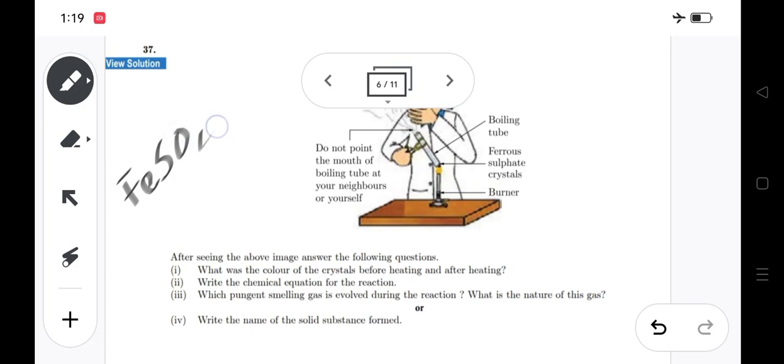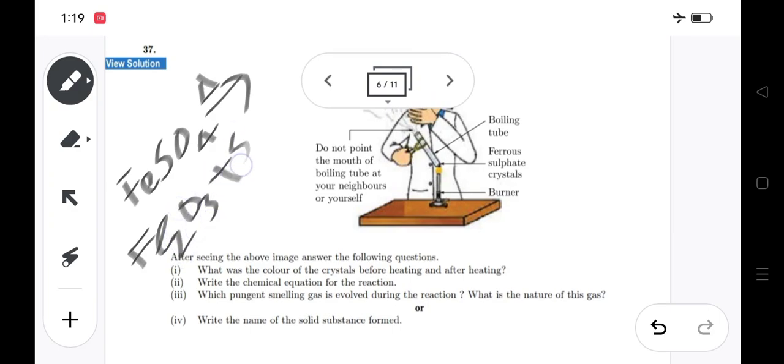FeSO4. And heating gives Fe2O3 plus SO2 plus SO3. Which pungent smelling gas is evolved during the reaction? What is the nature of this reaction? Sulfur dioxide is the irritating smell, pungent smelling gas evolved. And what is the nature of this gas?